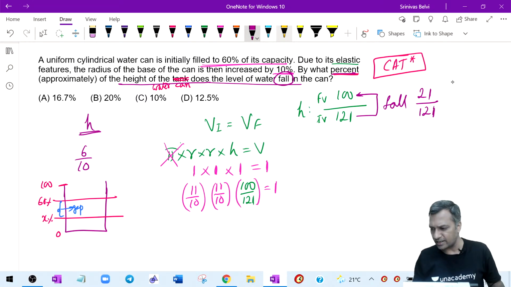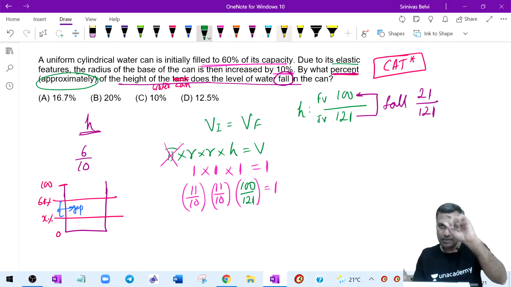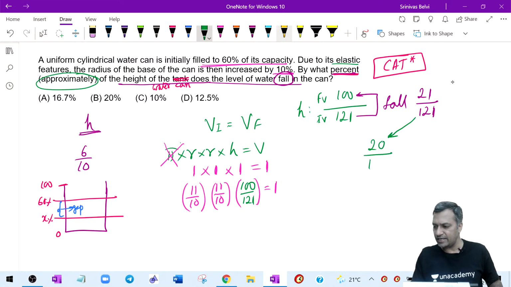21 out of 121. The author anyway used the word approximation, so let me approximate this. I would take it as 20 out of 120, which is 1 by 6. That is the fall. 1 by 6 is 16.6%.